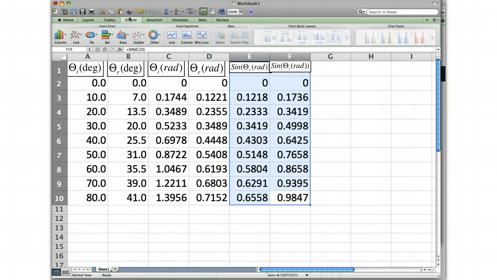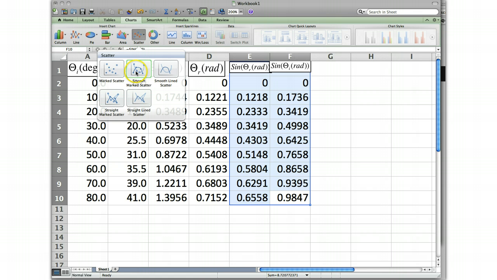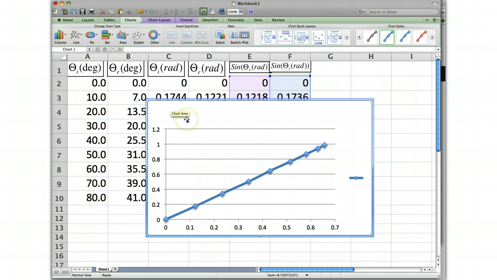And frequently in physics, when we do charting, the sort of charts that we create are ones that are called scatter. It doesn't really matter, but that's the one I'm going to choose. And what you see here is a fairly straight line, which is a pretty cool thing because it should be.